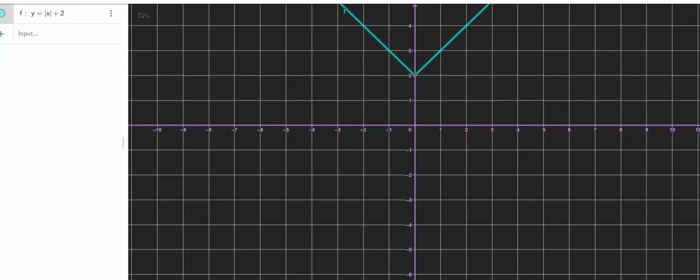Okay, now we move back to the original one, which is the parent function. Now we understand how to move it down and up. How can you move it left or right? If you want to move it left or right, go inside the absolute value, inside the box of the absolute value, and play with the x. That means if you are moving left or right, you are playing with the x-axis. If you are moving up and down, you are dealing with the whole function, the y, the f of x, the function itself.